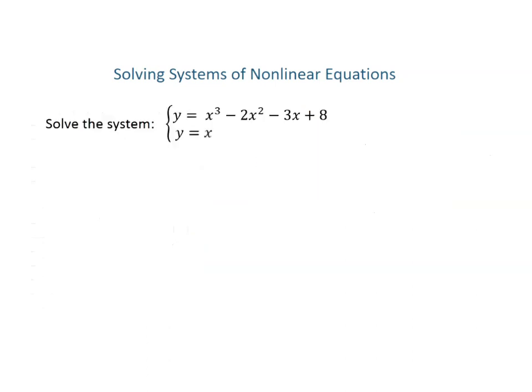Solve the system. So since both of these equations are equal to y, they're both equal to the same thing. That means they're both equal to each other. So that's what we're going to do. We're going to set them equal to each other. You can also think of this as using the substitution method, because since we know that y equals x, we're simply replacing this y with an x. Right? You can think of it that way too.